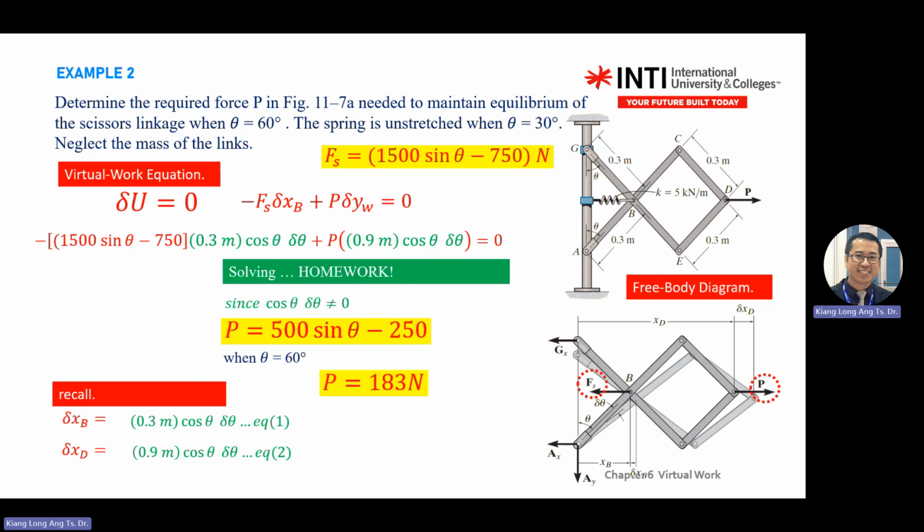Then you use the virtual work equation, which is all the work equals 0, or partial differential of U equals 0. P is to the left, parallel to the change of distance, so it creates positive work, but the spring creates negative work. So positive, negative, then you solve. You know that the angle cannot be 0. Then you factor out and solve for the remaining one. You see, this one is also the same.